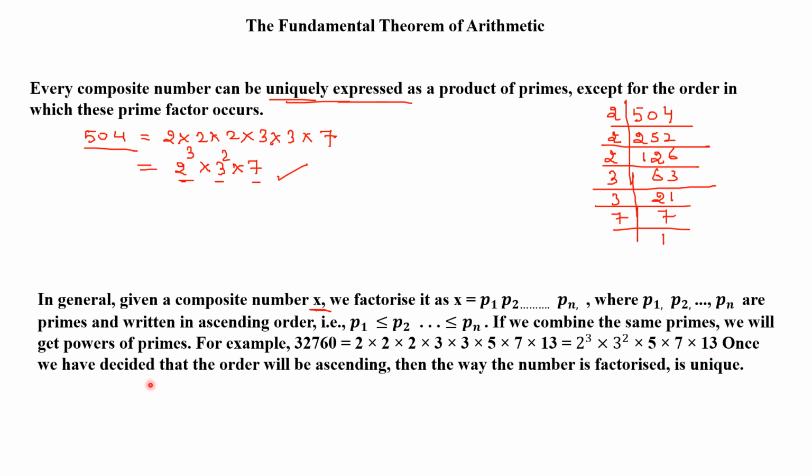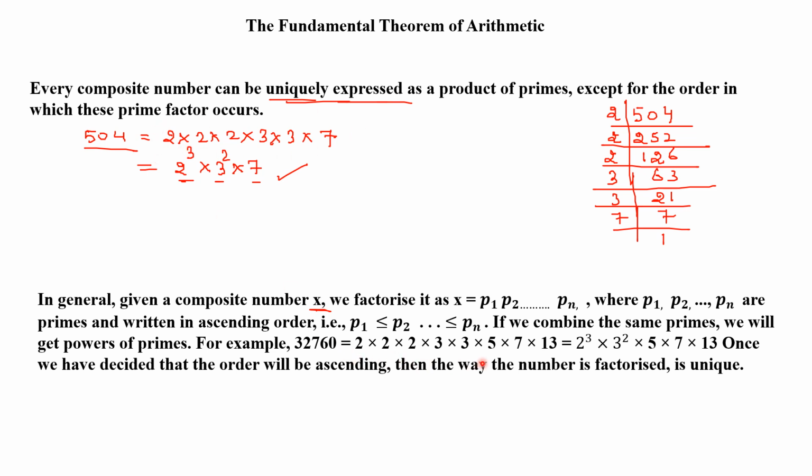So once we have decided that the order will be ascending, then the way the number is factorized is unique. Always it is advisable to write the prime factorization in ascending order, and this is the unique way. If you fix that you have to follow ascending order, there is no other way to represent the composite number.